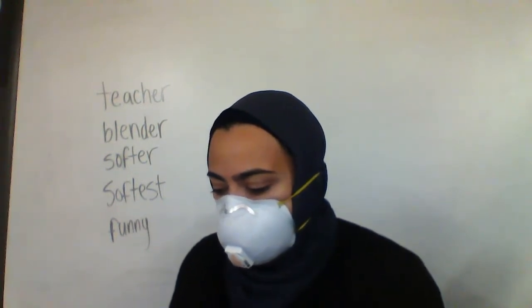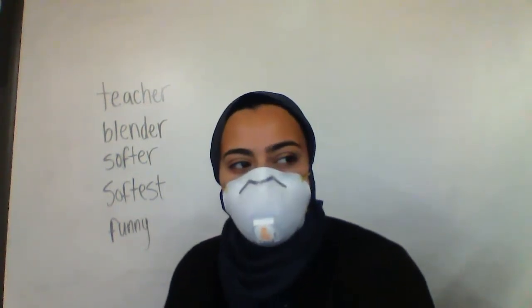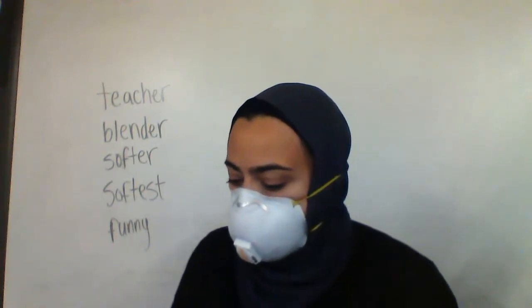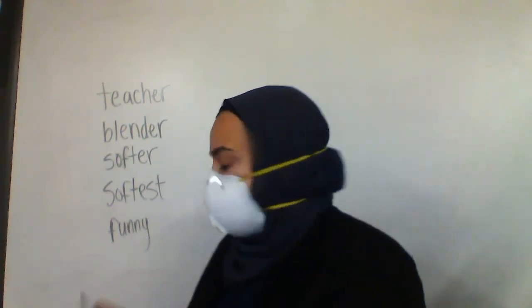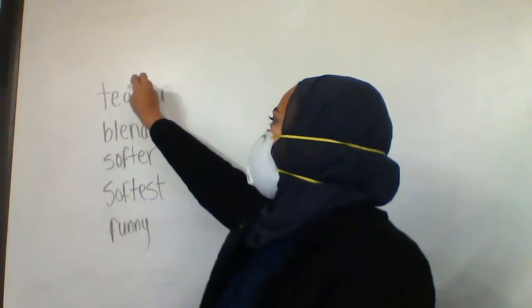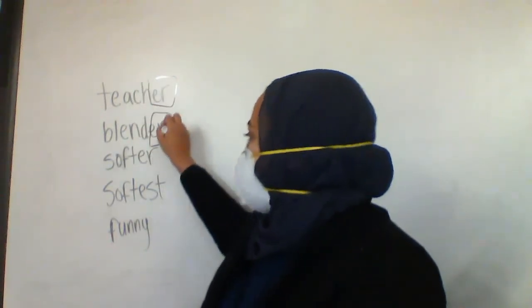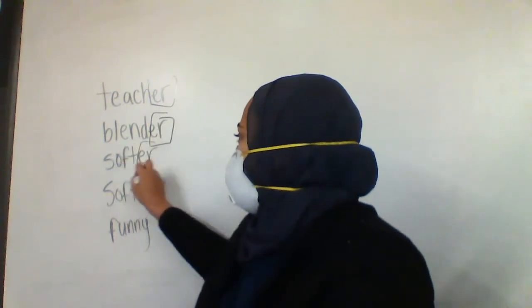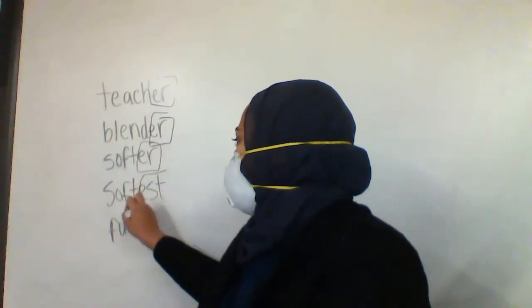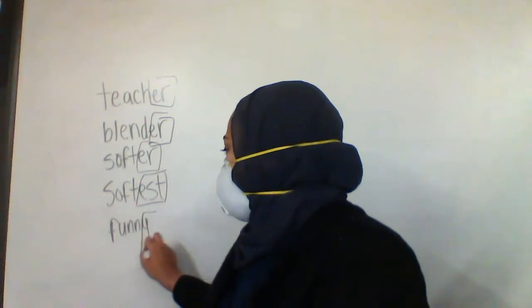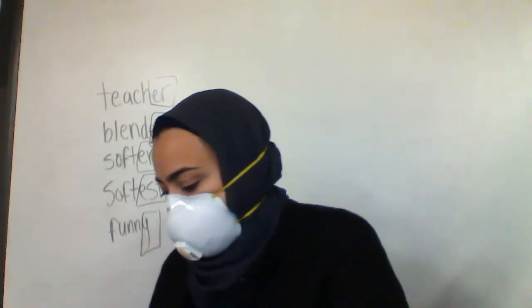When we use a suffix on a word, what do we do? How do we code it? We box it. So let's box the keywords. The suffixes. ER, ER, ER, EST, and Y. Very good.